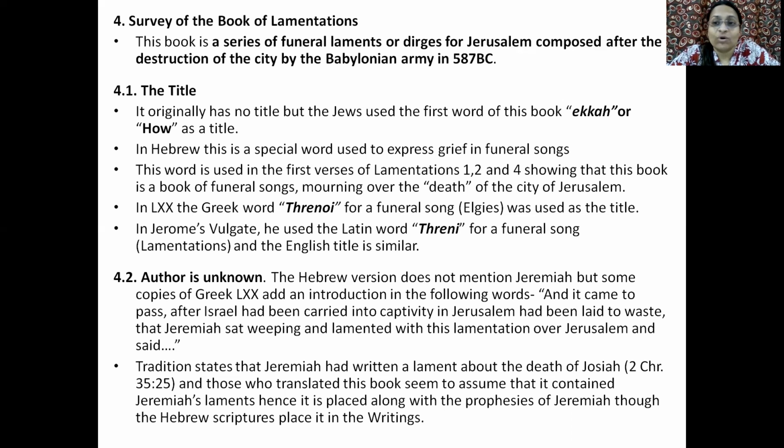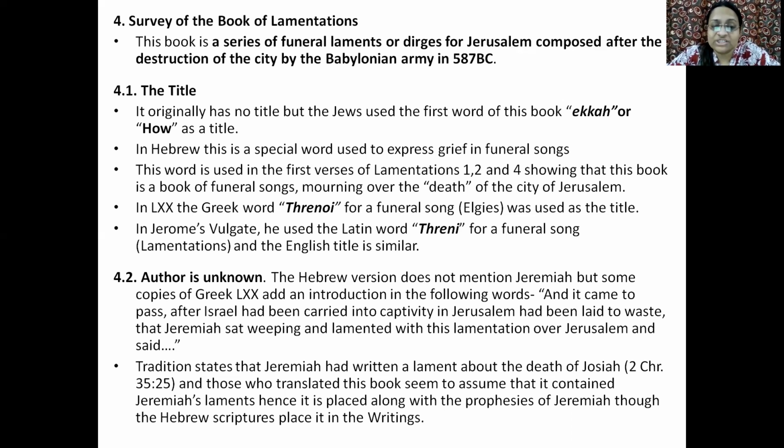Let's talk about the authorship. The author is actually unknown. The Hebrew version does not mention Jeremiah, but some copies of the Greek Septuagint have added an introduction to the book of Lamentations, which says: "And it came to pass that after Israel had been carried into captivity and Jerusalem had been laid waste, Jeremiah sat weeping and lamented with this lamentation over Jerusalem and said," and then the whole book of Lamentations starts in poetical form. So the Hebrew version does not have any name or introduction associated with it, but the Septuagint has added this introductory part, which says that Jeremiah sat down, wept, and wrote these laments.